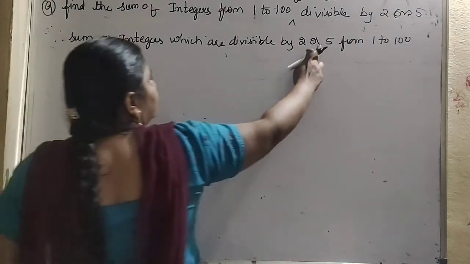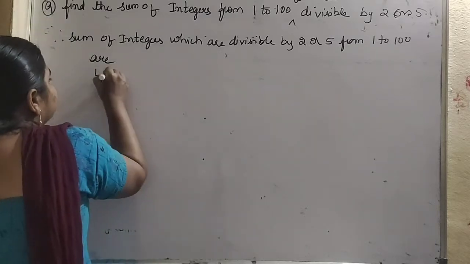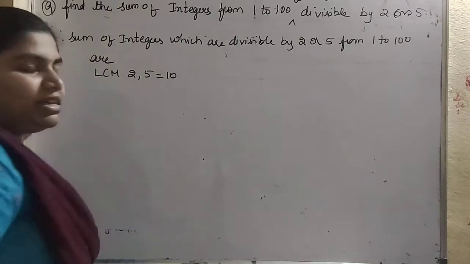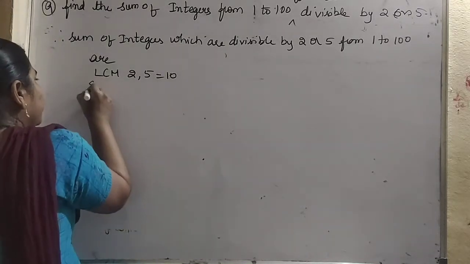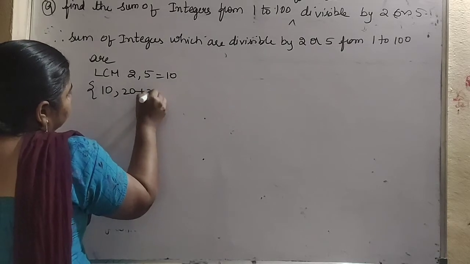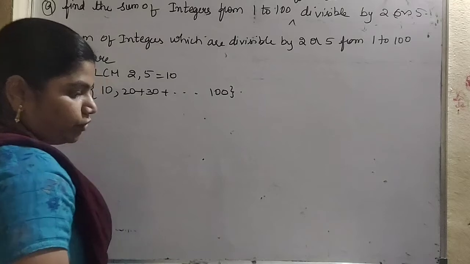Since they said "or", that means we have to take the LCM. What is the LCM? The LCM of 2 and 5 will be equal to 10. So we will take the multiples of 10. What are the multiples of 10? 10, 20, 30, and so on up to 100.